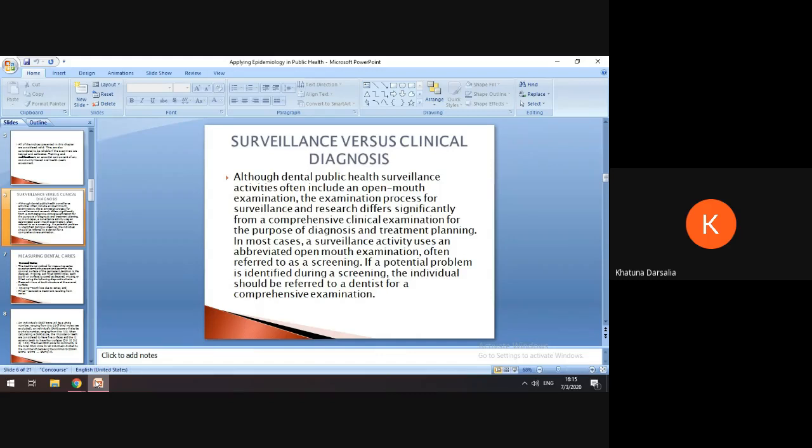for a comprehensive examination. It is also important to understand that surveillance activities can collect different levels of information at varying costs. For this reason, program budgets must be considered when deciding what type of information to collect. The more information collected, the more it will cost in terms of time for data collection, data entry, and data analysis. Now, how can we measure dental caries?